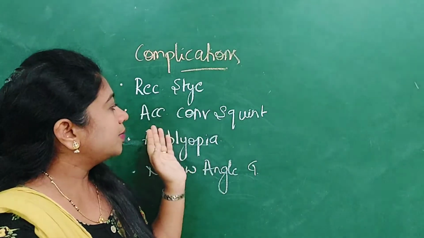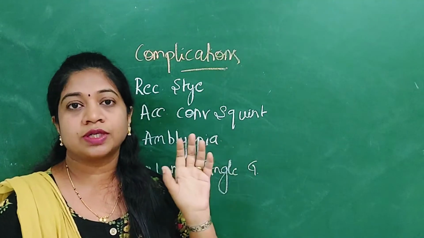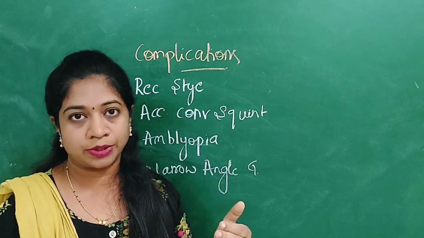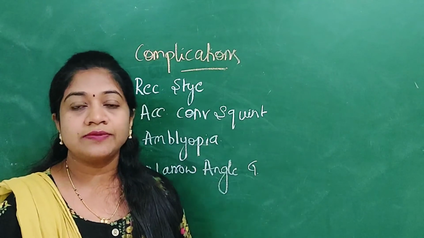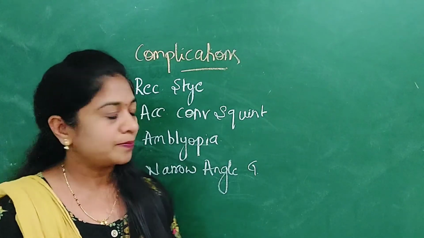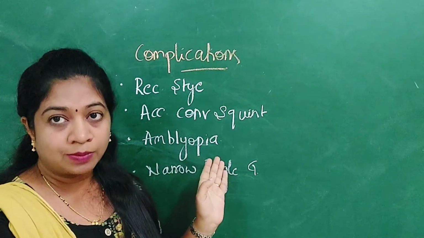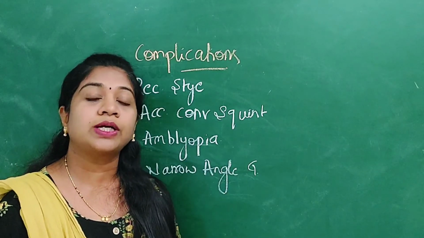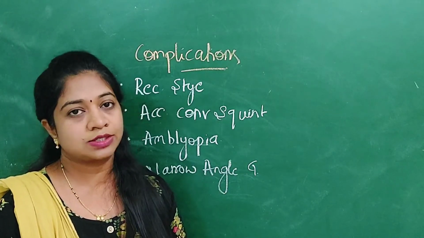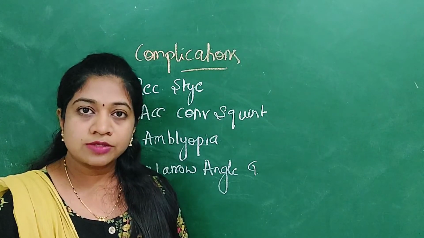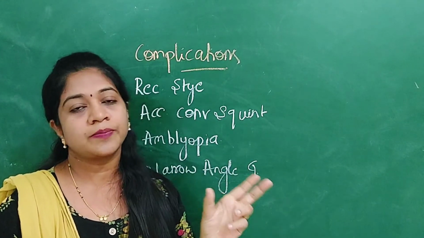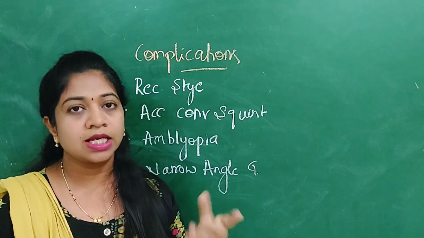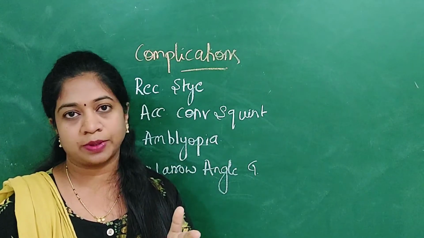Okay, and because of constant exertion of the accommodation to overcome this hypermetropia, a child can develop accommodative convergent squint, which usually will start by the age of 2 to 3 years. Okay, and there can be amblyopia, which can be secondary to either the squint which happens as a result of hypermetropia or because of anisometropia between two eyes. That is, there is a difference in the hypermetropic error between the two eyes, or one eye can be normal, the other eye can be hypermetropic.